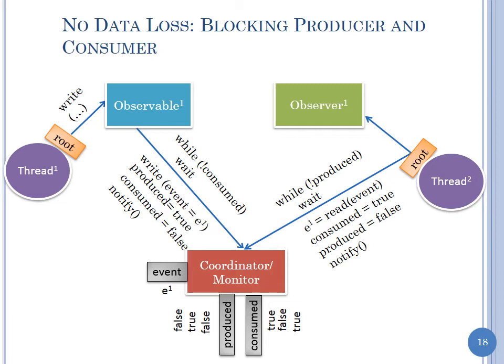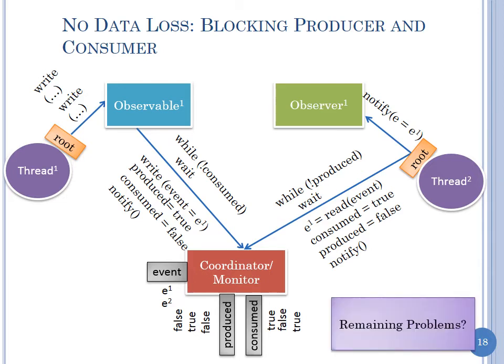Okay? This is it. This is the most complicated synchronization you will see in this class. And if you've understood this, you're good. So if another write comes in, it'll write the new event. It won't block because consumed happens to be the right value. And so both notifications are received by the observer.